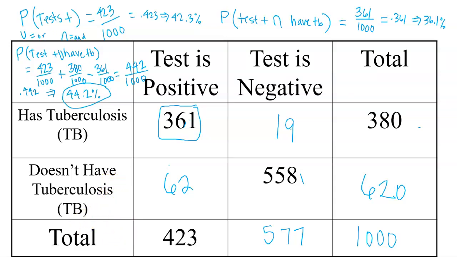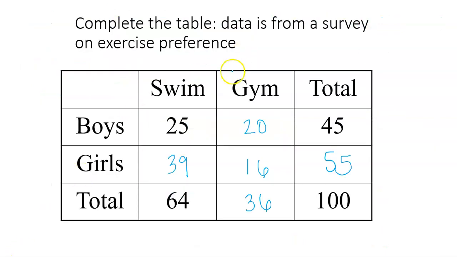Okay, let's skip ahead to the next chart. So I have a lot of room here. Okay, so this one is comparing whether they are a boy or a girl, also to whether they prefer swimming or the gym. So let's do some probabilities here. So what is the probability that a person that I draw out at random of these 100 people are a boy or they prefer the gym? Okay, so I draw this person's name out of a hat. What is the probability this person is either a boy or they prefer the gym?